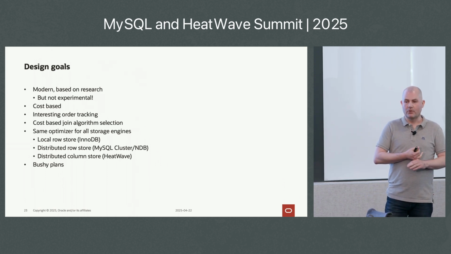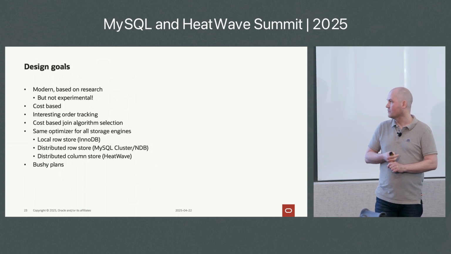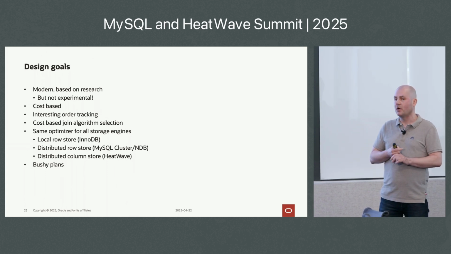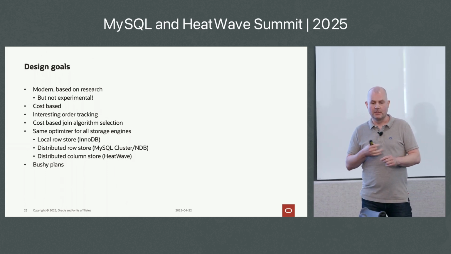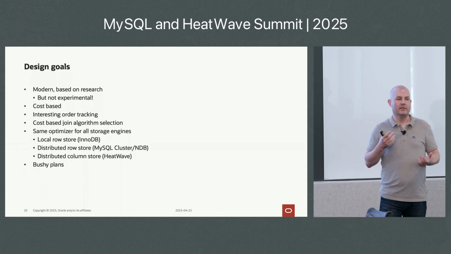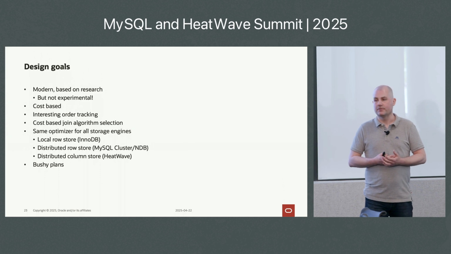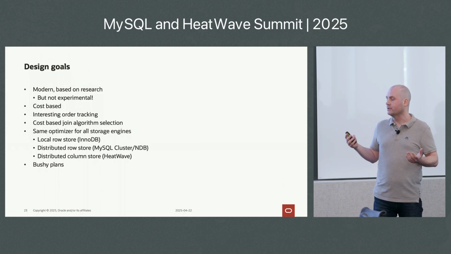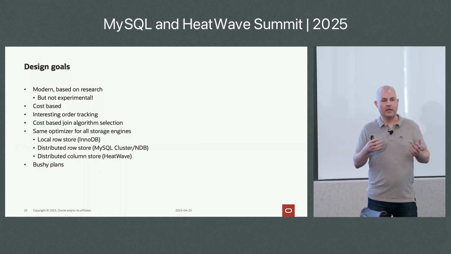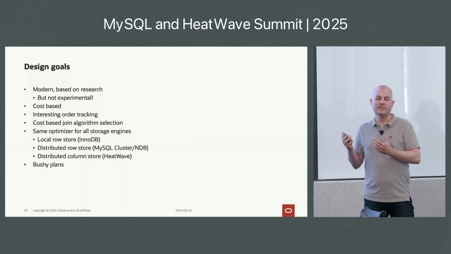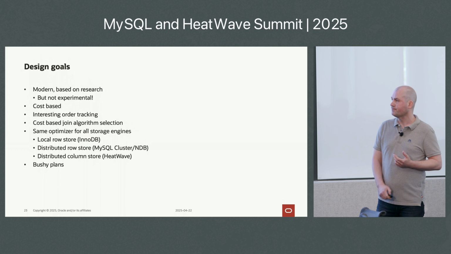So InnoDB row store and HeatWave column store are very different. They have very different properties, very different execution characteristics, and we needed an optimizer that could really handle the differences here. I mean, an architecture where we could guide the search for the best query plan depending on which engine we are actually planning for.